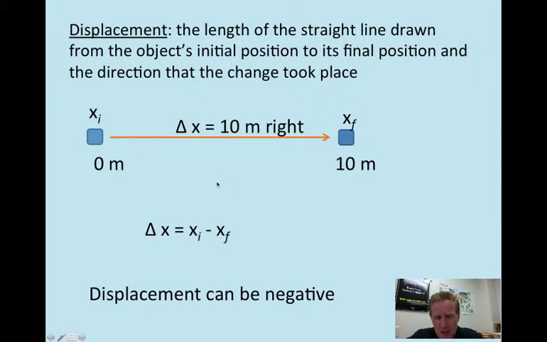Now later on, when we get into two dimensions, we will get into things like north, south, east, and then it gets a little more complicated. Based on using the coordinate plane, displacement can be negative also. To be honest with you, the negative direction would be left.